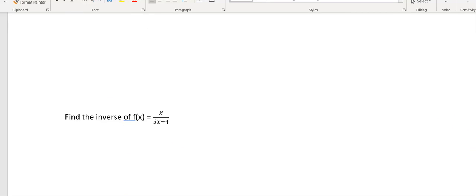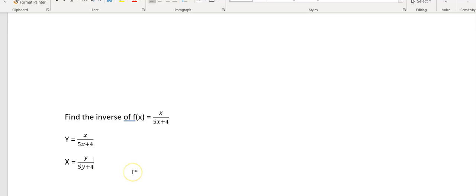Let's find the inverse of this fraction here, and we're going to do exactly the same steps all over again. So first, change the f of x to y, and I'll just copy and paste this. Then let's switch our x's and our y's. So our y will become an x, and both of our x's will become y's. So I will just change that x to y and change this x to y.